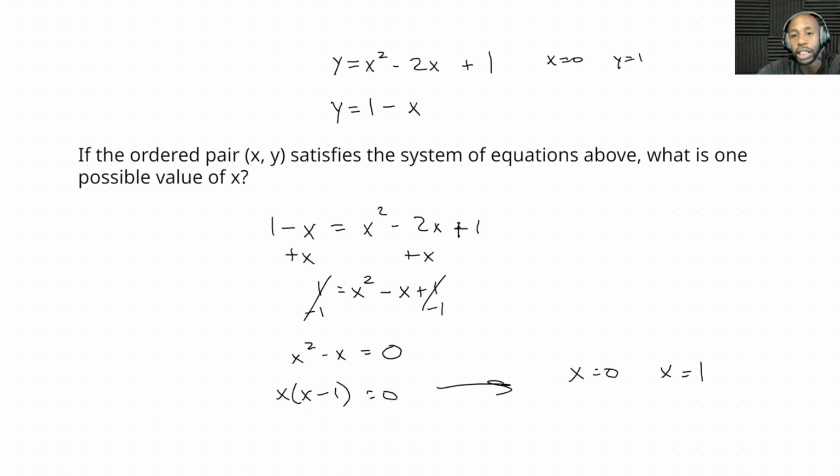What about when x is equal to 1? 1 squared minus 2 times 1 plus 1. So 1 minus 2 is negative 1, plus 1 is 0. So that means y equals 0. And then if you plug in 1 here, 1 minus 1, y equals 0 here. So this also is a solution. So x can be equal to 0 or x can be equal to 1. It doesn't matter which one, because it can be equal to either one of them.